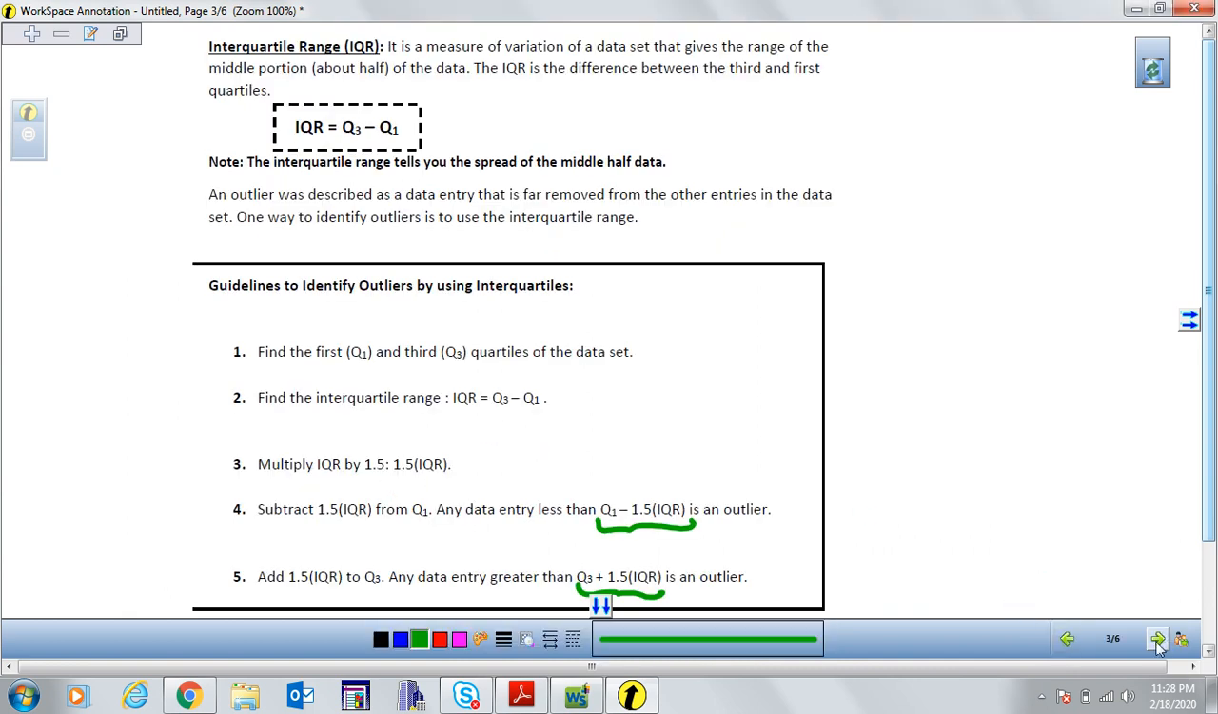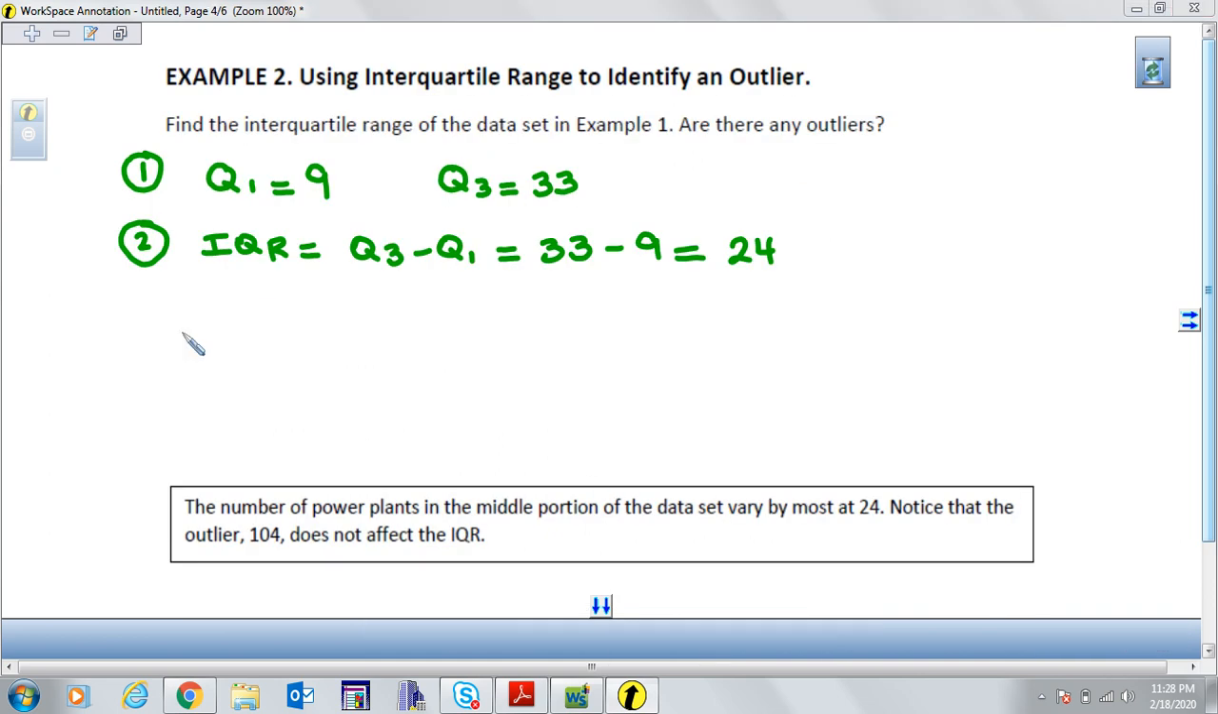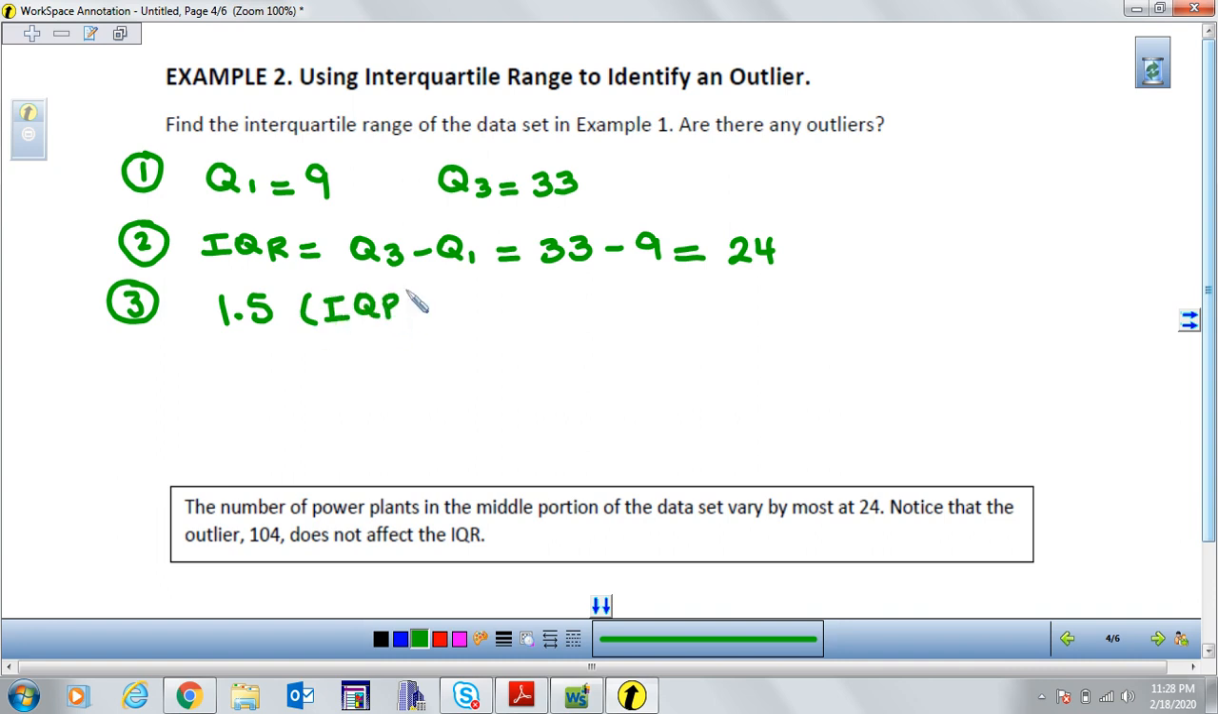And then step 3 says to multiply 1.5 times the value of IQR from the previous step. So then why 1.5? That's part of the formula. Always is going to be that number. 1.5 times 24 in this case. So let me do it in my calculator. 1.5 times 24, that's going to be 36. This 36, you're going to use it for step 4 and for step 5.